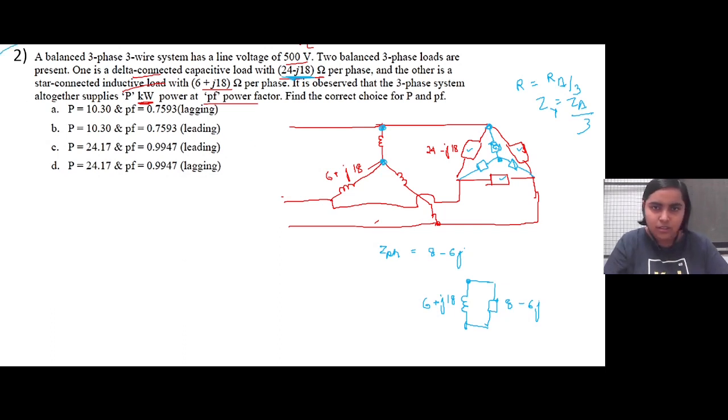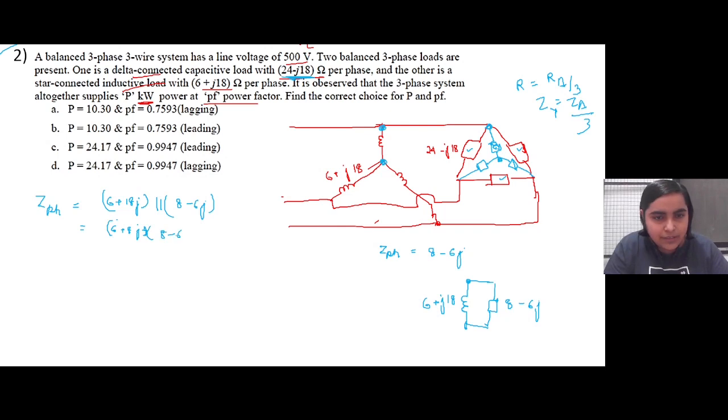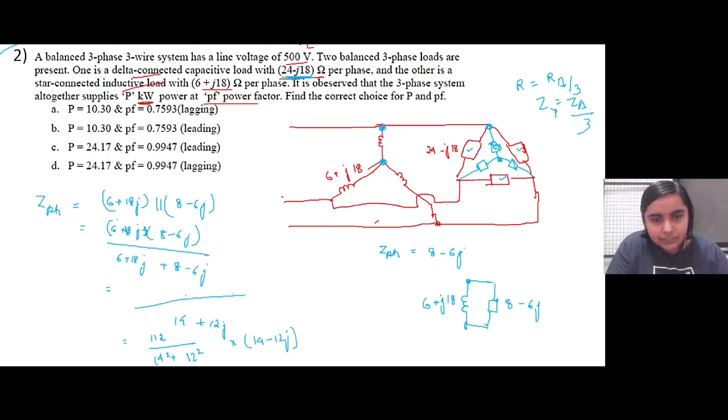So the total Z phase will be 6 plus 18j parallel to 8 minus 6j. So we can calculate this: 6 plus 18j multiplied by 8 minus 6j, divided by 6 plus 18j plus 8 minus 6j.